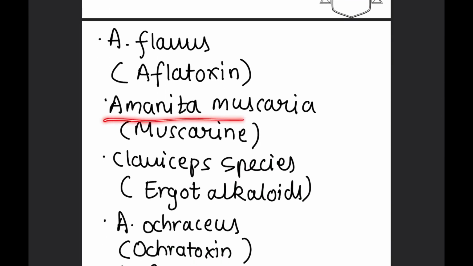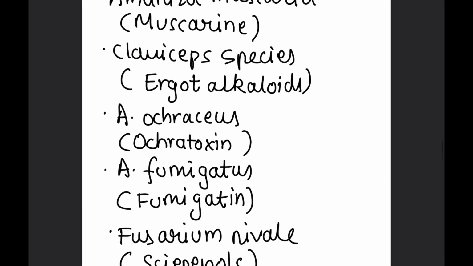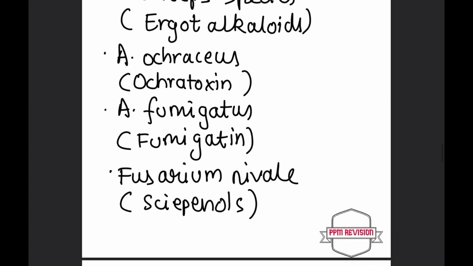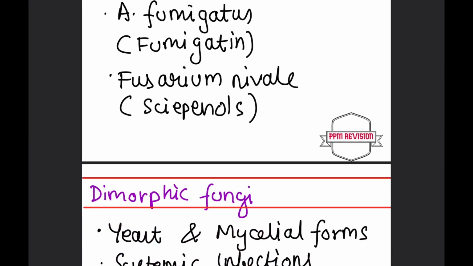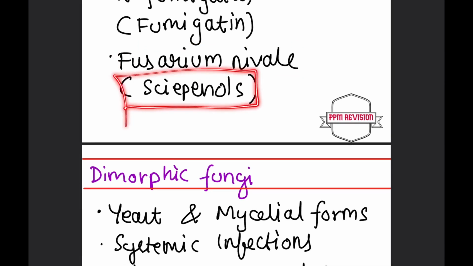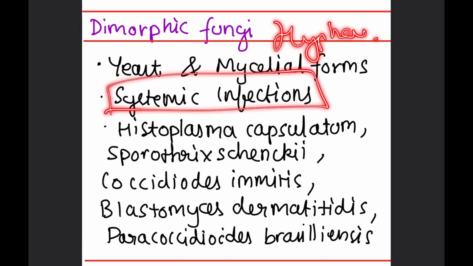Yes, Amanita muscaria produces muscarine, that is the mycotoxin. And then there is Claviceps species, which produces ergot alkaloids. Then moving on, Fusarium nivale produces trichothecenes. Then talking about dimorphic fungi. Dimorphic fungi occur as yeast or mycelial forms, also known as hyphal forms.